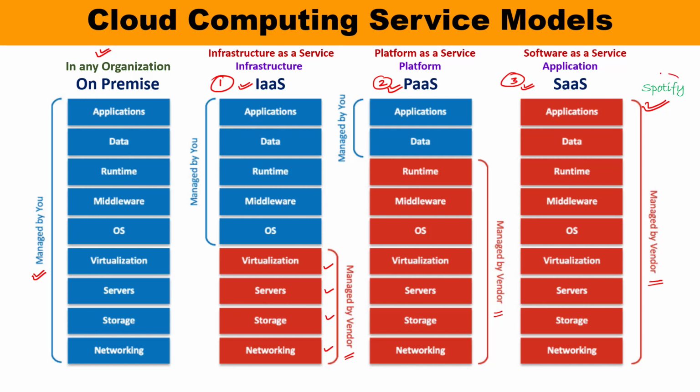So if a person does not have any coding background, that person also can use Shopify to sell their products online. So this is a very popular, very basic example for SaaS, software as a service. So I hope now it must be clear to you how many kinds of cloud computing service models there are.